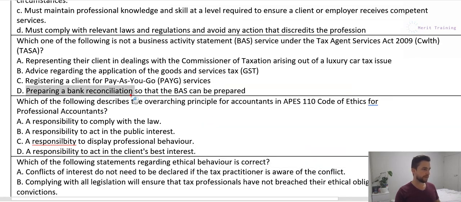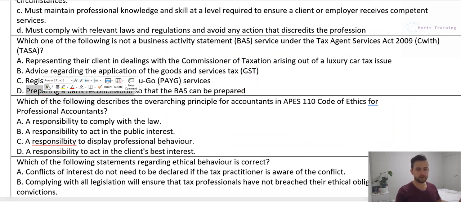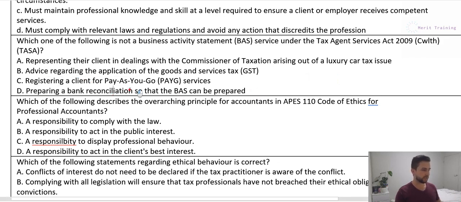And then the final one is D, preparing a bank rec so that the BAS can be prepared. It doesn't actually say who's preparing the BAS. All we know is that they're preparing a bank reconciliation, which anyone can do. You just need to give that to a BAS agent and then they can lodge it. But it doesn't say that they're actually lodging it themselves.